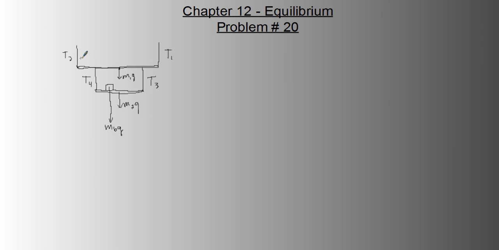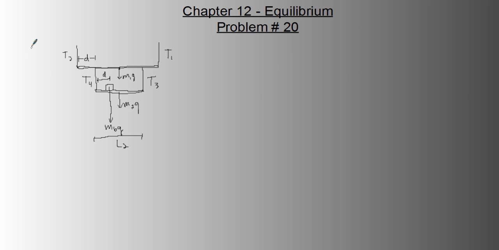We know that this distance is D from here to here, and this distance is D from here to here. So that makes things nicer, a little easier. We know the length of this bottom bar is called L2, and I think that's it.